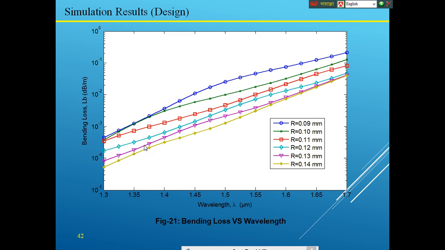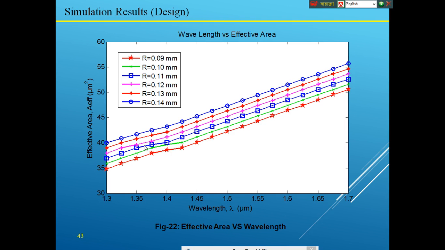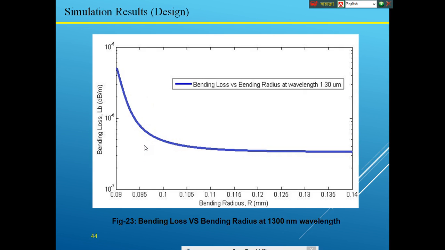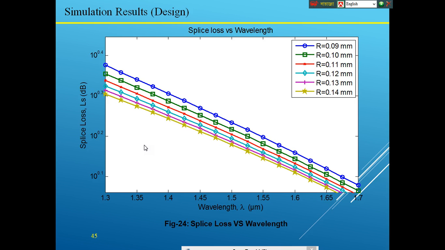Here is the bending loss versus wavelength curve. Bending loss increases with increasing wavelength, and increasing wavelength and bending radius cause a greater mode field area or effective area in the equiangular spiral. When the fiber is bent, a propagation loss, that is bending loss, takes place due to the bend in the optical fiber. Here we see the splice loss versus wavelength.